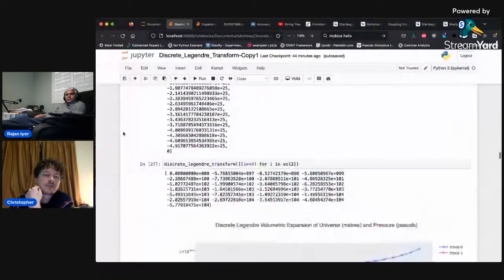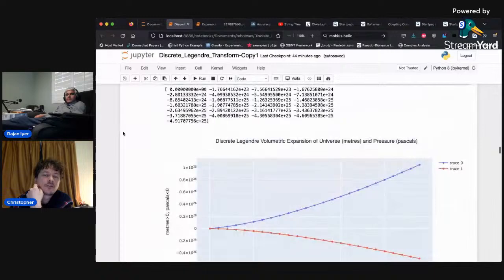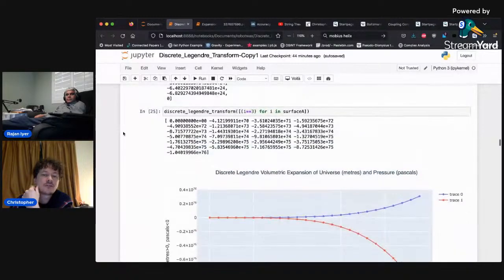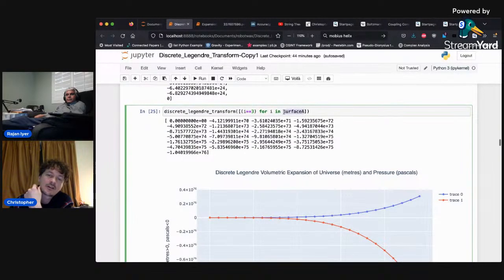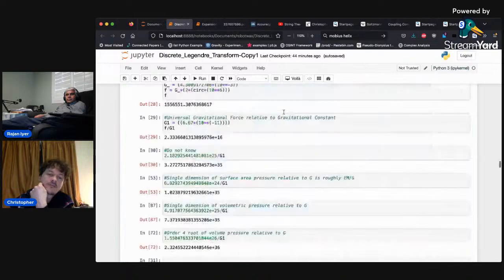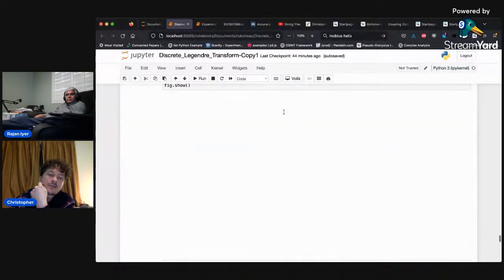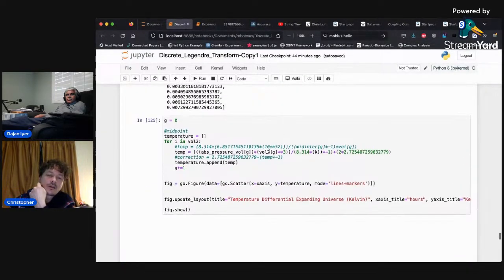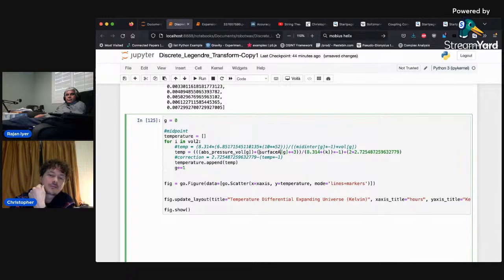So up here somewhere. Volume 2, yes, volume was the hypersphere volume, but we want the surface area, which is also a type of volume. And then we get back and here. Hopefully this works.